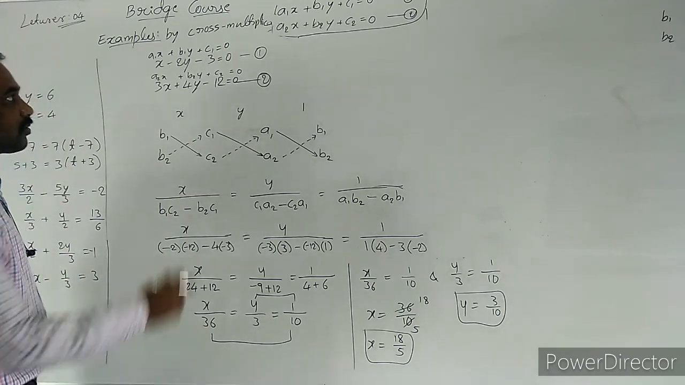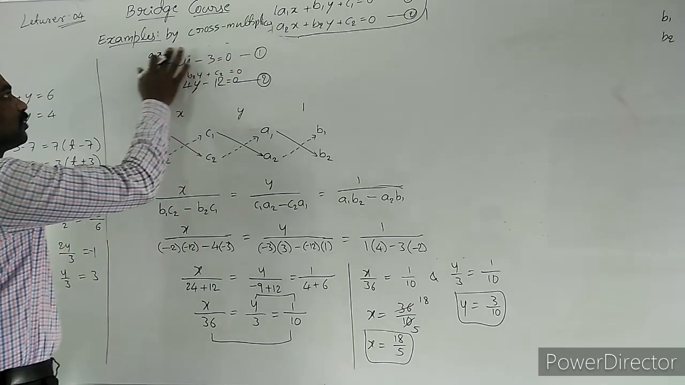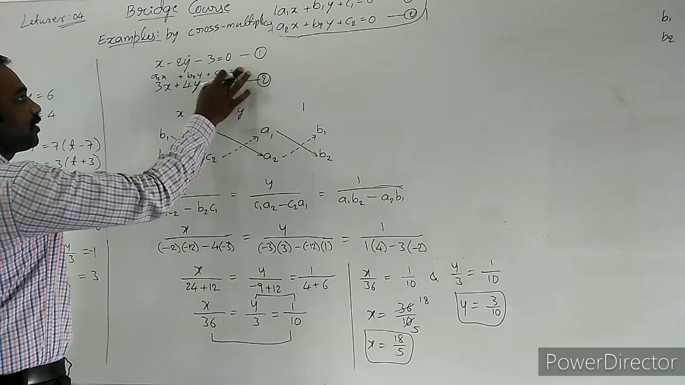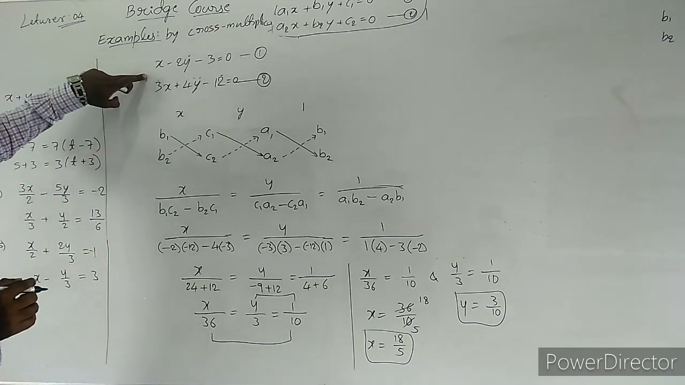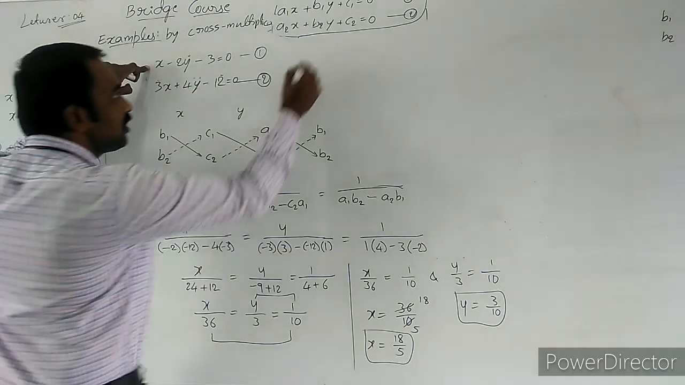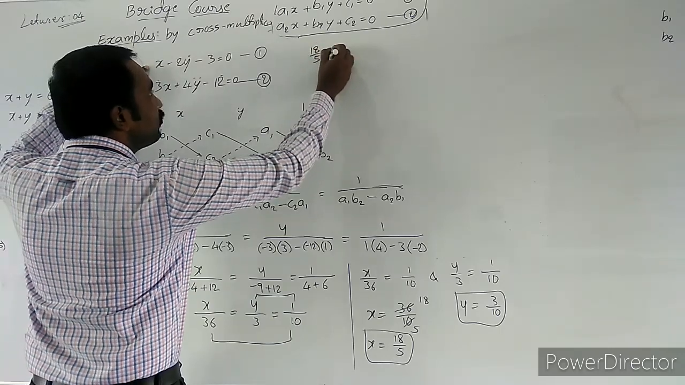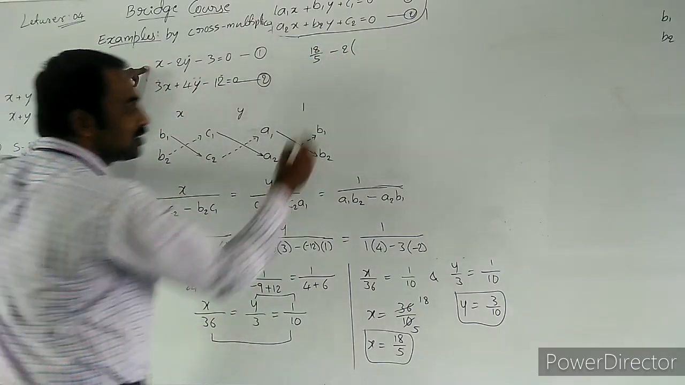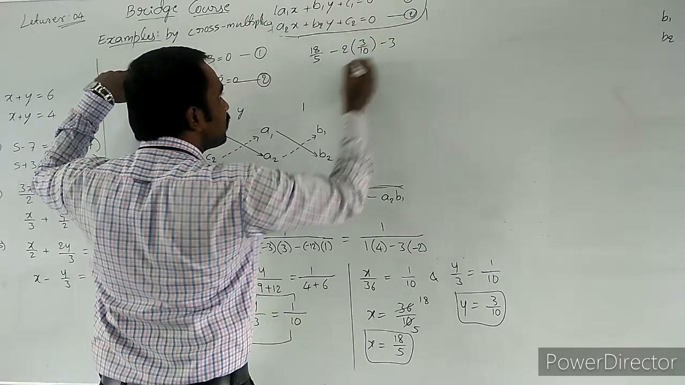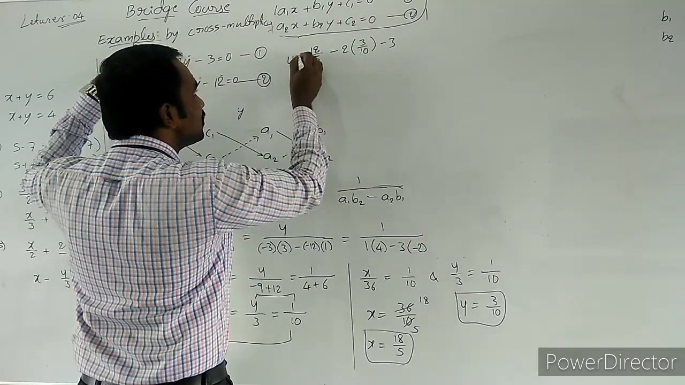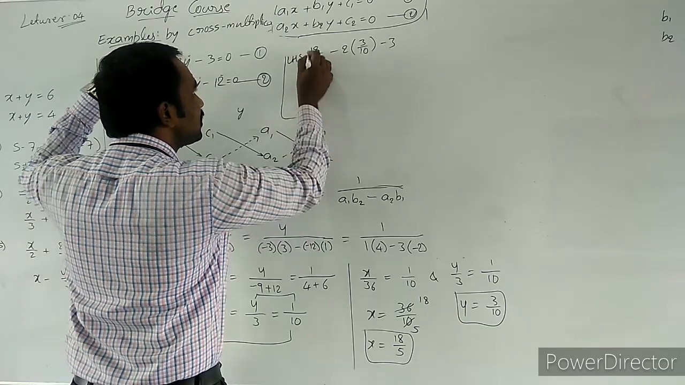So I need to cross verify. Better to cross verify the answer, or else you just got the answer and you just cross check it. So I just write in equation number 1, x value is 18 by 5 minus 2, y value is 3 by 10 minus 3 is equal to, we have to get 0. What will we get as a check?